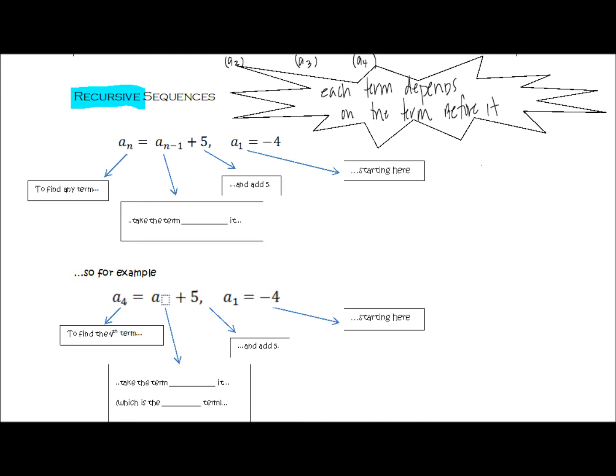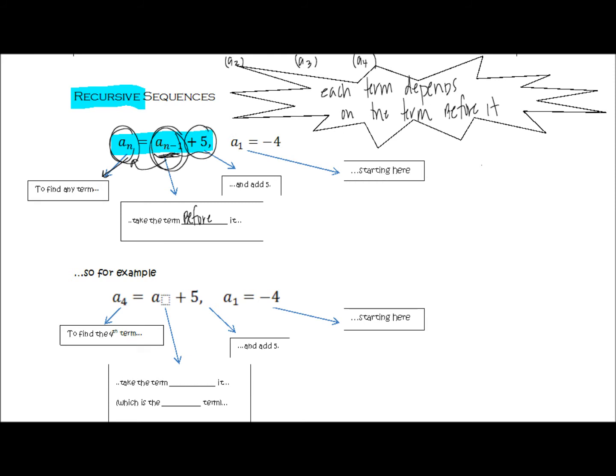Here's an example of one. a sub n equals a sub n minus 1 plus 5. Now, I know this looks scary, but let's break it down. a sub n is just the nth term or any generic term of this sequence. So to find any term in this sequence, we're given this rule. This rule says, take term a sub n minus 1. If you look at your number line above, a sub n minus 1 is just the term that comes directly before the a sub n term. So all you do is you look at the term that comes before it, you take that term, and you add 5.